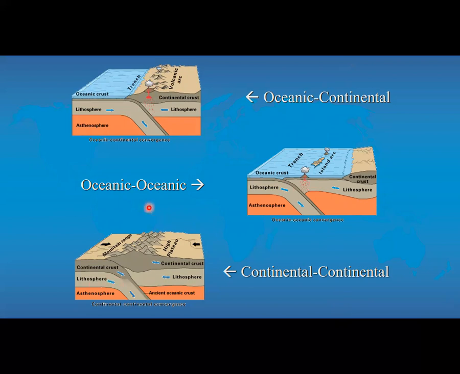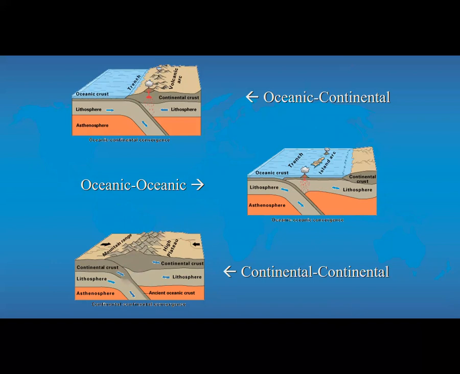Then we have the continental crust. So this is like the Himalayan mountains. One will somewhat be subducted, but there's going to be a lot of upward pushing because these are both very thick, very low or lower density compared to the oceanic crust. And so they're going to create large mountain ranges.